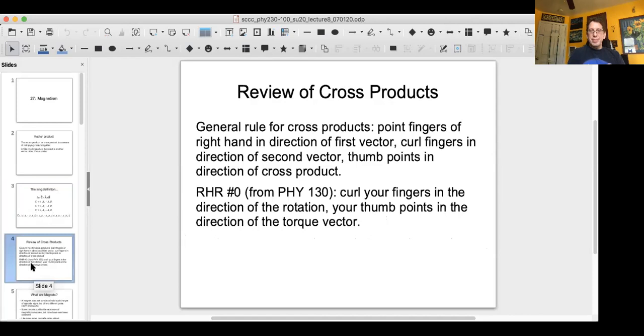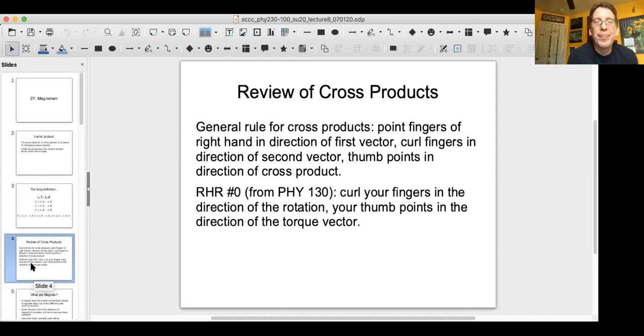So some properties of cross products. The direction of a cross product is perpendicular to the direction of the vectors that make it up. So what you do is you point the fingers of your right hand in the direction of the first vector. You curl them in the direction of the second vector. Your thumb points in the direction of the cross product.